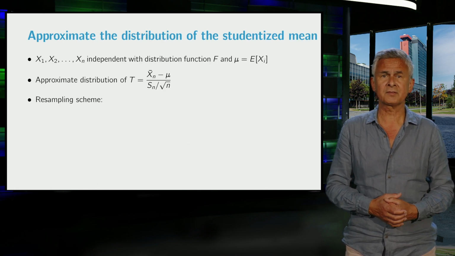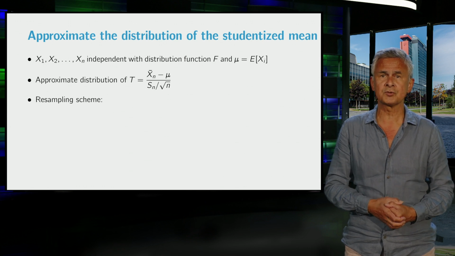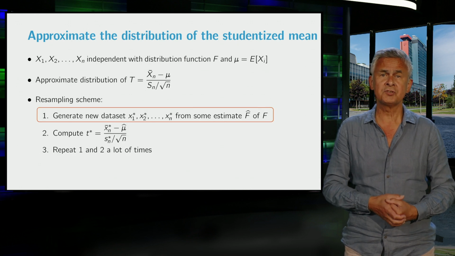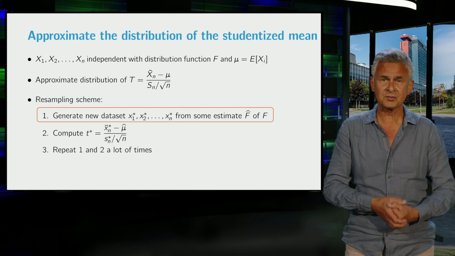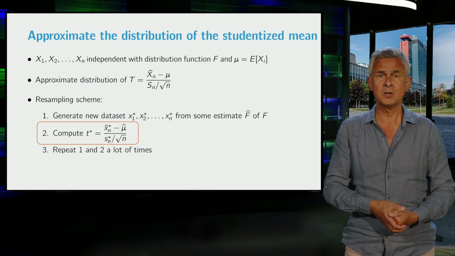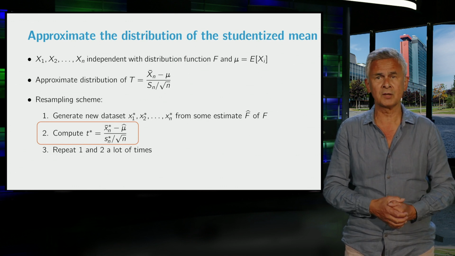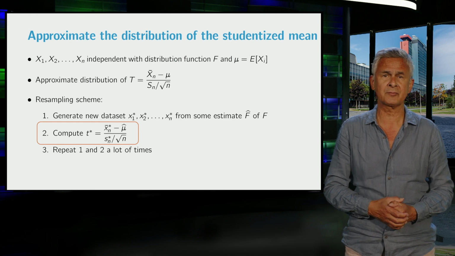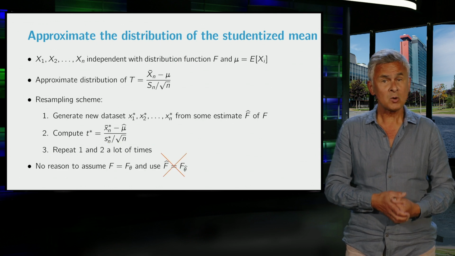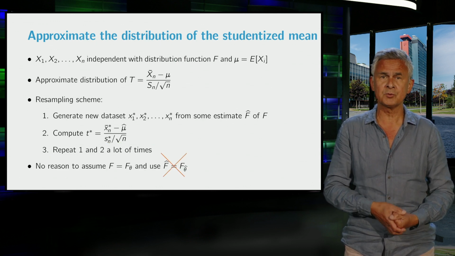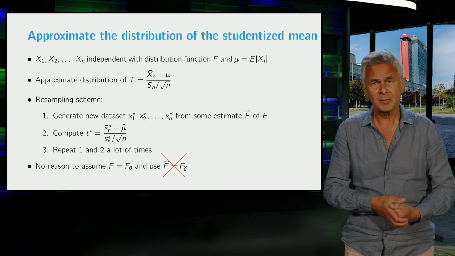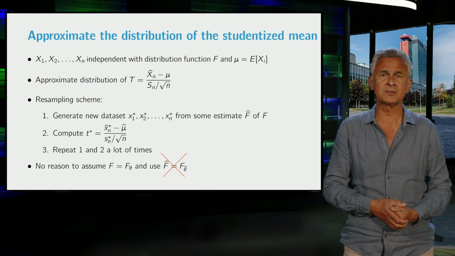Now, a resampling method can be of help to approximate the distribution of the studentized mean. For this, we must be able to generate a new dataset from some estimate of the model distribution, compute the value of the studentized mean, where mu hat denotes the expectation corresponding to the estimate F hat for capital F, and repeat this a lot of times. But there is no reason to choose a specific type of distribution, so we cannot model the data by some parametric distribution, estimate the parameter, and then generate from the estimated parametric distribution.